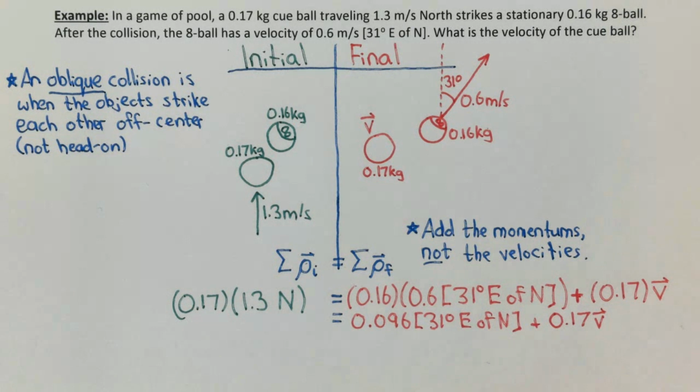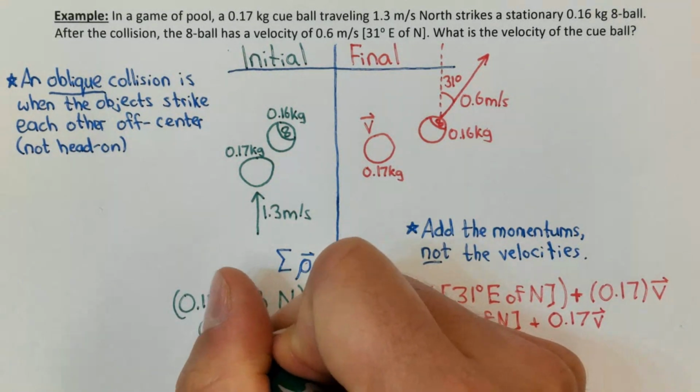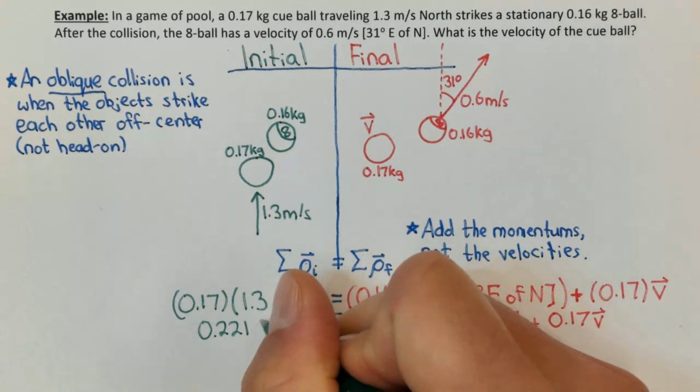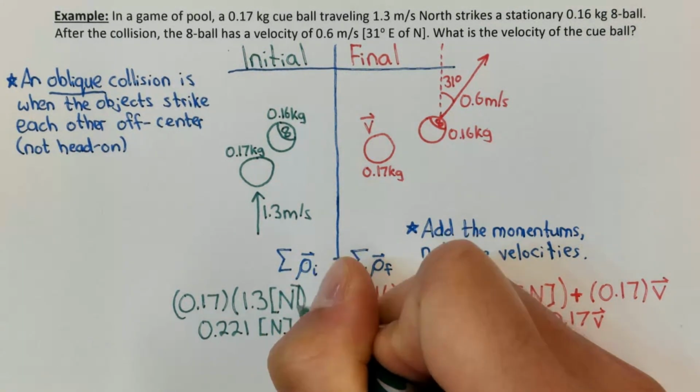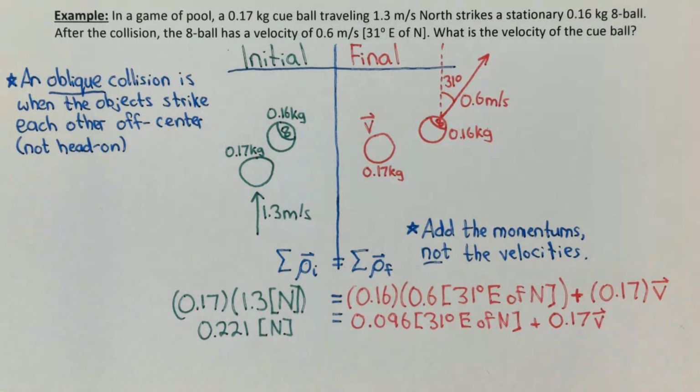And on this side, 0.7 times 1, or 0.17 times 1.3, 0.221 north. I should get in the habit of putting my directions in square brackets. Okay, so this vector plus this vector, so those two are head to tail, they're being added, should give me a resultant of this. So I'm going to draw these out.